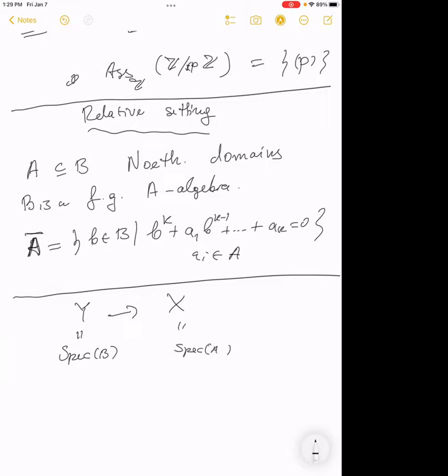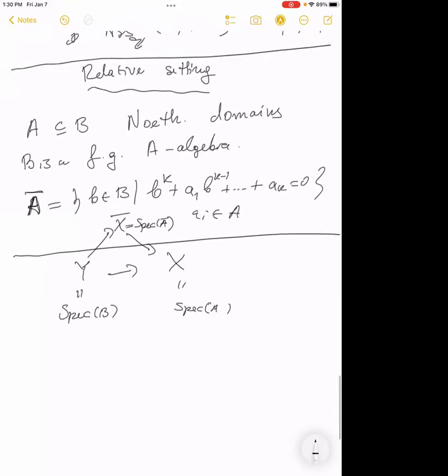And here we have the normalization, which corresponds to this spec of A bar. So it's an intermediate object. So I'm normalizing X in Y. So this is the point of view taken by Grothendieck, who studied all these relative situations.